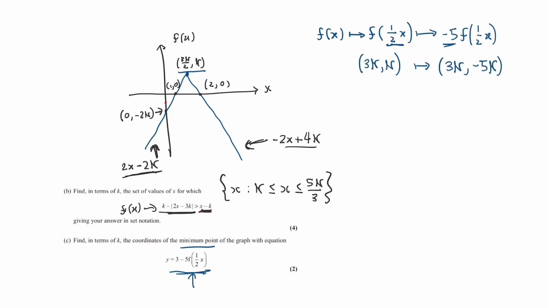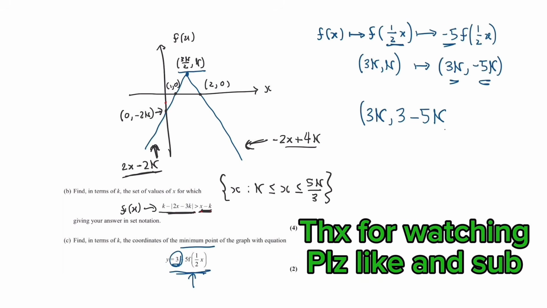And then finally, all we do is we just translate this up by 3. So if we translate this equation up by 3, the x coordinate is going to stay the same. However, the y is going to be raised by 3. So our final answer is 3k for the x coordinate and then 3 minus 5k for the y coordinate.